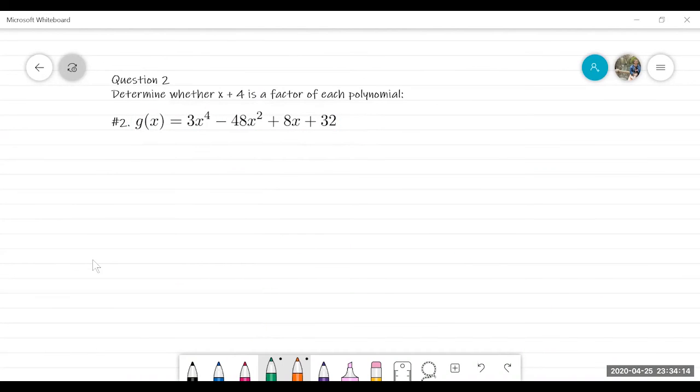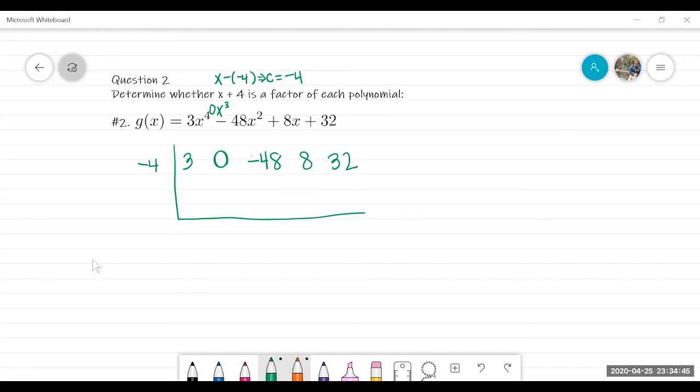All right, so same idea here. Just like in the last question, again, we're using x minus -4. So that c value we're using is -4. Okay, so same setup. You have a -4 out here. Notice that we skipped x cubed, so there's going to be a 0 in front of that. So 3 for x to the fourth, 0 for x cubed, -48 for x squared, 8 for the x, and 32 for your constant. So you bring this straight down.